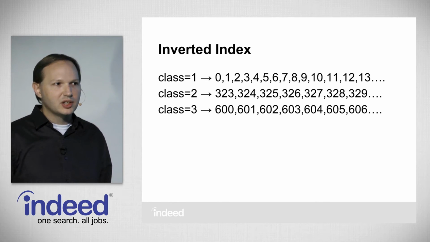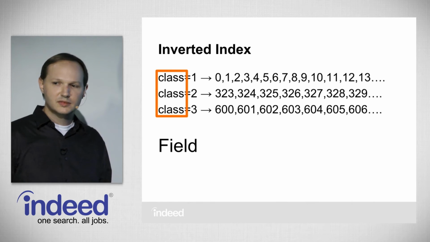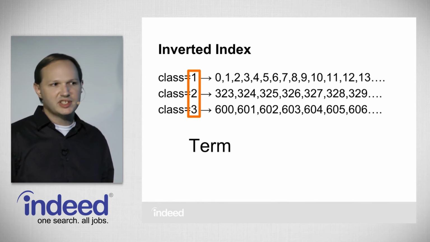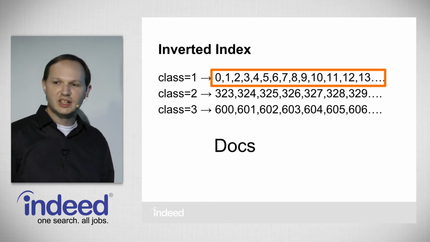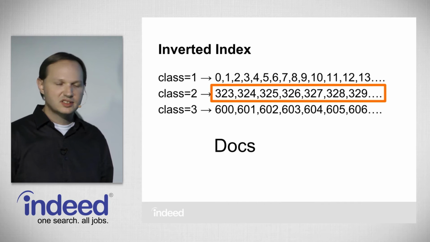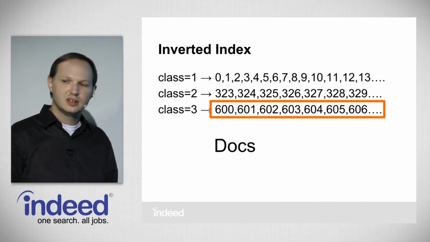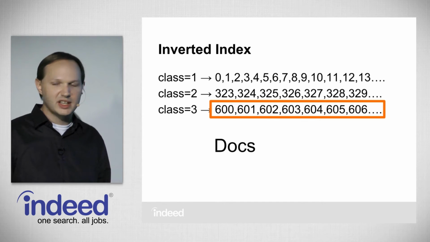So here's that data structure for the Titanic data. We have the field. We have the different terms that that field can take on. So in this case, it was first class, second class, and third class. Then we have a list of the documents of the passengers that are in first class, second class, and third class. So you can see those are in sorted order, and actually they're sequential in this case because my data set was sorted by class.